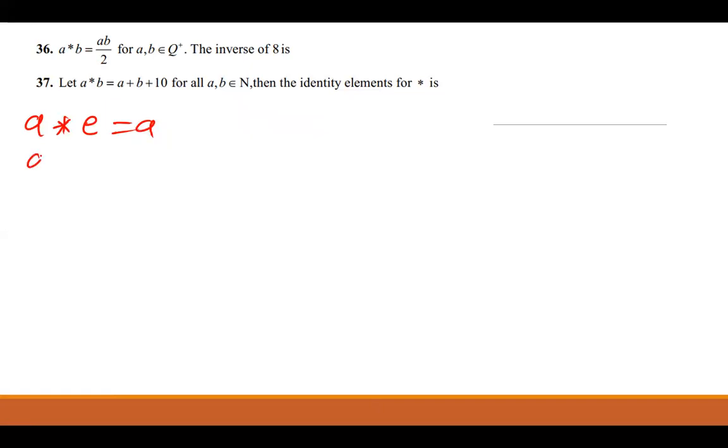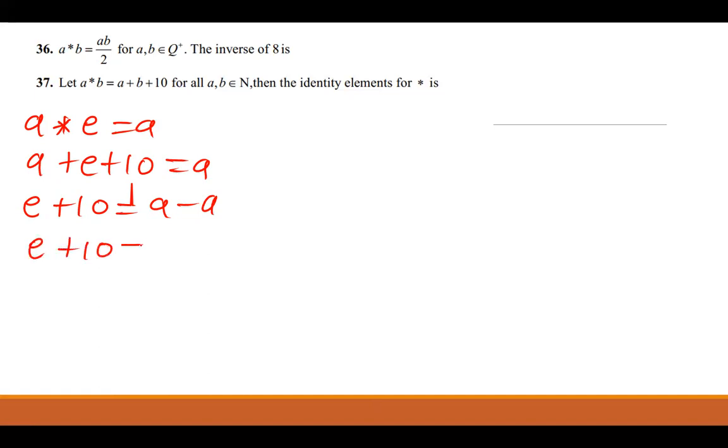So this is just going to be A plus E plus 10 is equal to A. So when you take this A to the other side of the equal sign, we're going to have E plus 10 is equal to A minus A, which is just going to be a 0. So we say E plus 10 is equal to 0.